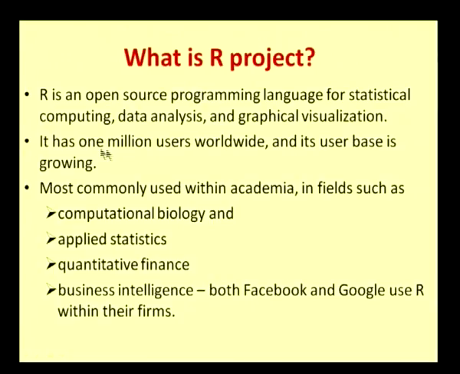For example, we have given the R tool developed by the R project. It is an open source programming language for statistical computing, data analysis and graphical visualization. Millions of users are using this particular R project. It is most commonly used within academia. It is useful in the field of computational biology, applied statistics, quantitative finance and business intelligence. Facebook as well as Google use R within their firms also.